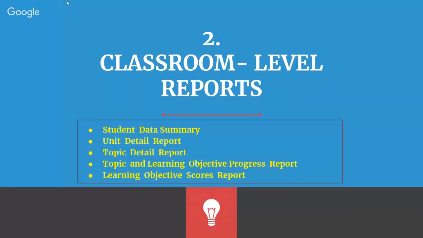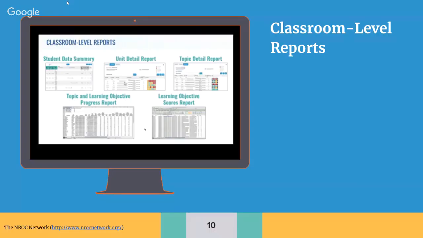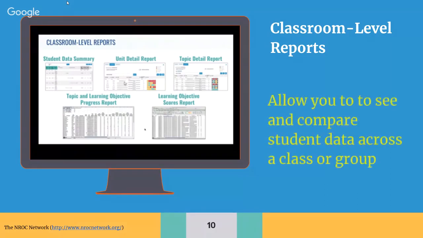The second basic report is a classroom level report. Underneath our classroom level reports are student data summaries, unit detail reports, topic detail reports, and, this is a mouthful, topic and learning objective progress reports and learning objective progress reports. They sound the same, the last two, but they're not. For a quick glance, this is what they look like. These basically allow you to see and compare student data across a class or a group.